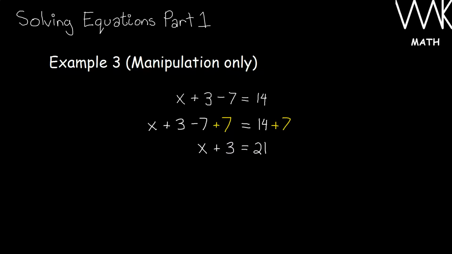After taking a look at the new equation, the next move is to remove the plus 3 term on the left side. To do so, we can subtract 3 on the left side, but we also need to subtract 3 on the right side of the equation to remain balanced. This results in only x on the left side and 18 on the right side. Therefore, we have x equals 18, and this equation has been solved.